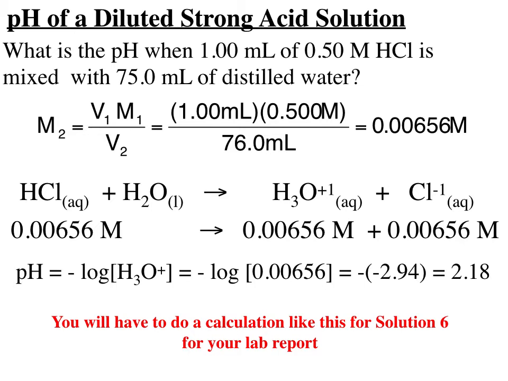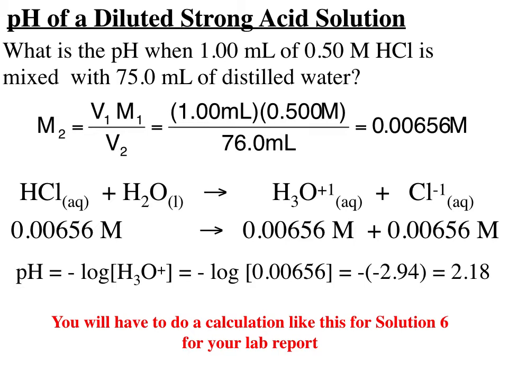I can choose my V1 to be 1 milliliter and my M1 to be 0.50 molar, but be careful for your V2. I'm adding 75 milliliters of distilled water, but V2 is the total volume of the sample, not just how much you added, it's the total volume. The volume started at 1 mL, I added 75 mL, so V2 that I should use in my dilution expression is 76 mL. So M2 is calculated as V1 M1 over V2. We've done calculations of that type many times over.